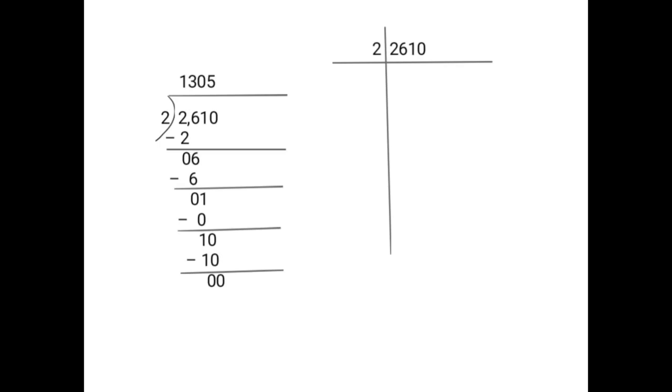Let's find the factors of 2610 by using prime factors method. The unit place is 0 of the number 2610, so it is divisible by 2. I have divided the number 2610 by 2. I am getting the quotient 1305. 2 into 1305 are 2610.